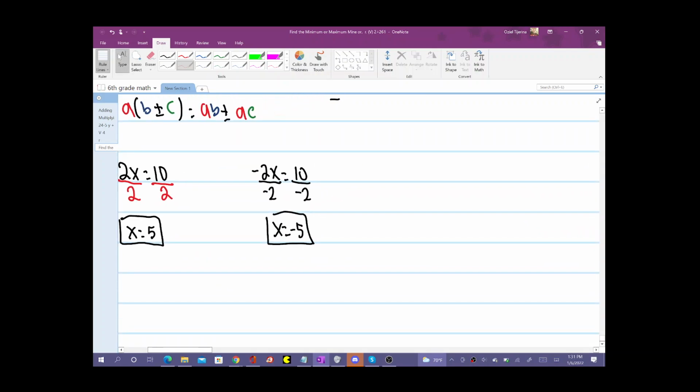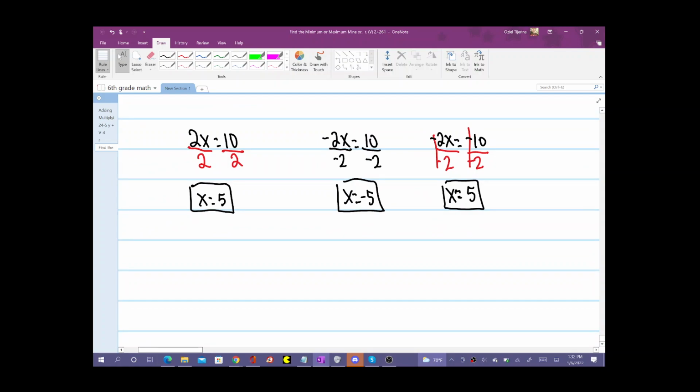What if we end up with negative 2x equals negative 10, right? So if we divide both sides by negative 2, the negatives cancel out, right? And we're left with x equals 10 over 2, which is 5, right? So that's just to show you guys the differences between positives and negatives.